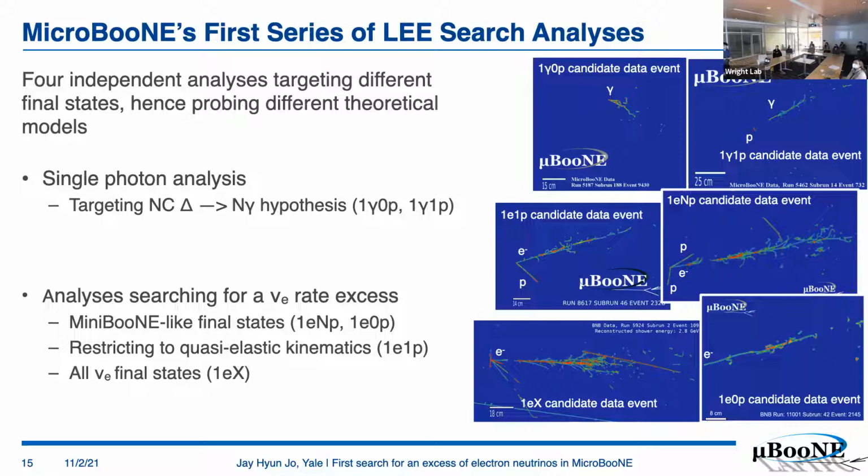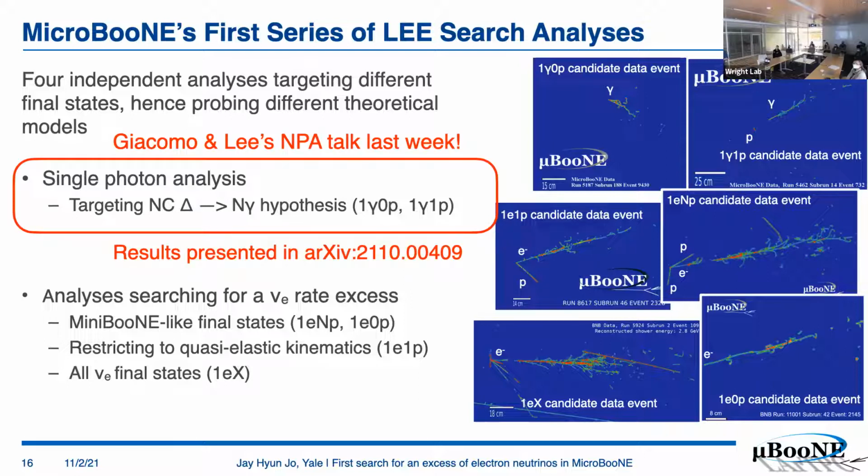So this is the event display of those. You can see that this is a single photon without any protons. And here, this is a single photon with protons attached at the neutrino vertex. This analysis was published separately a little bit earlier, 2 weeks ago, and Giacomo and Lee gave an NPA talk last week about this analysis. I'll show the result in the next slides.